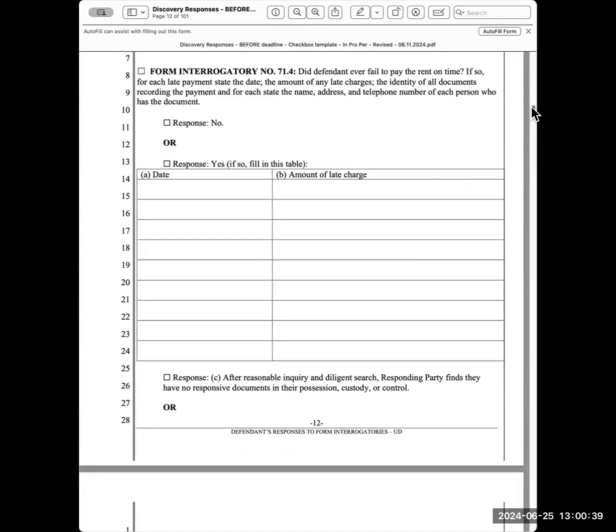Interrogatory 71.4 is asking, did the defendant ever fail to pay the rent on time? If so, for each late payment, state the date, the amount of any late charges, the identity of all documents recording the payment, and for each, state the name, address, and telephone number of each person who has the document. If you always paid your rent on time, you can check no. If you had instances where you failed to pay on time, check the next box and fill out the chart.